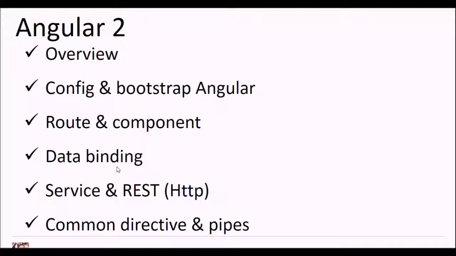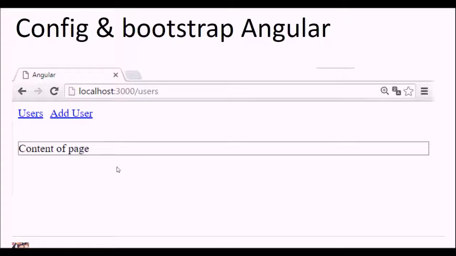Now we go to the config and bootstrap Angular app section. In this session, we will go to GitHub and download the sample code there, and we run it on our local machine. This will make sure that the local environment is ready before we continue. We also verify what we have in the complete version.